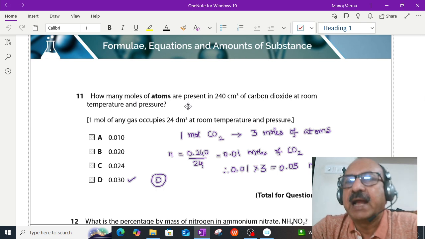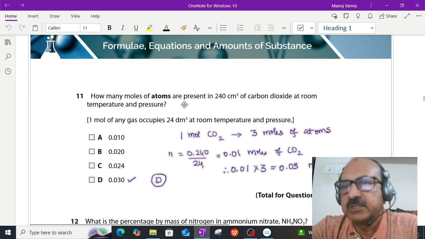How many moles of atoms are present in 240 cm³ of carbon dioxide at room temperature and pressure? 1 mole of any gas occupies 24 dm³ at room temperature and pressure. All right. The key point to understand in this question is that they are asking about the moles of atoms, not the moles of molecules. So you have to understand that 1 mole of carbon dioxide in fact contains 3 moles of atoms, that is 1 mole of carbon and 2 moles of oxygen.